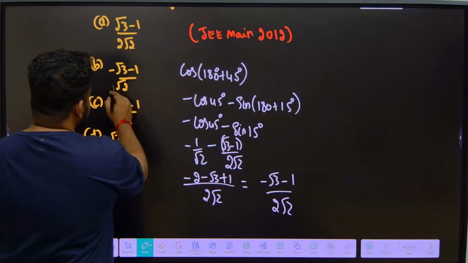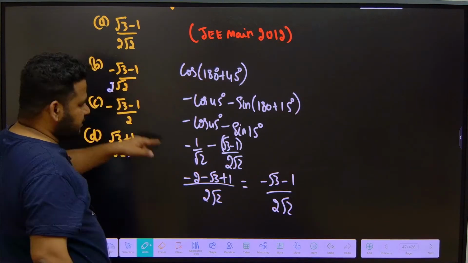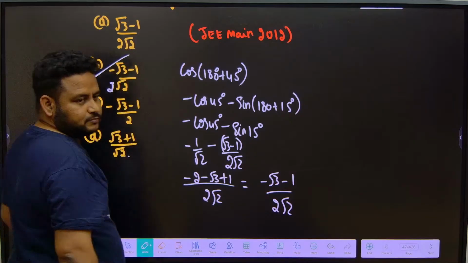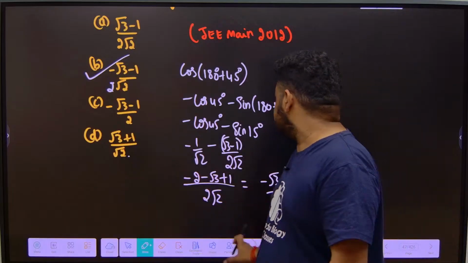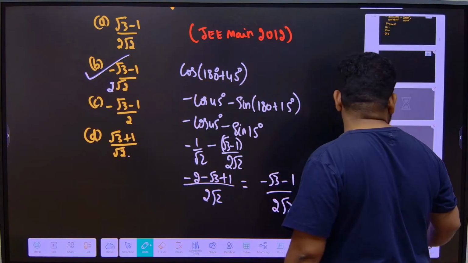Okay, or here there should be 2 root 2. Here there should be 2 root 2. So, the answer will be option B. There is a missing 2. If you write it, that is the answer. Clear? So, this is how you solve this question. Very simple.